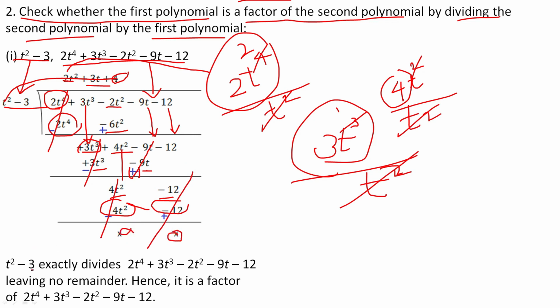So t square minus 3 exactly divides the given equation, leaving no remainder. That means remainder is 0. Hence it is a factor. If remainder is 0, the given polynomial is divisible by the second polynomial. If exactly divisible, the remainder you will get is always 0.